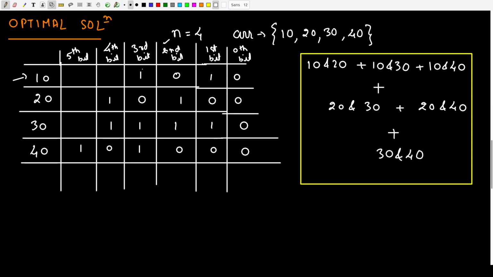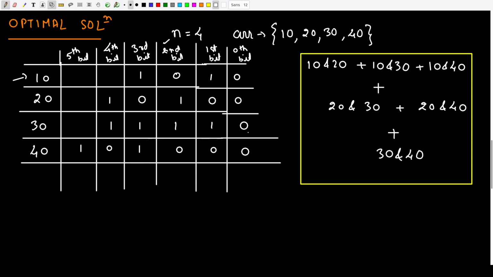So rather than computing the AND operation for all the pairs, what we are going to do is work with the bits of the elements in order to obtain the same thing. So let us discuss how we can do that. As we can see, the 0th bit does not occur in any of the elements.